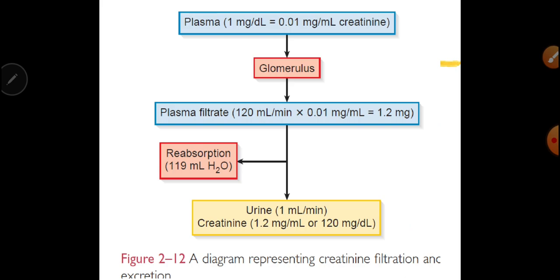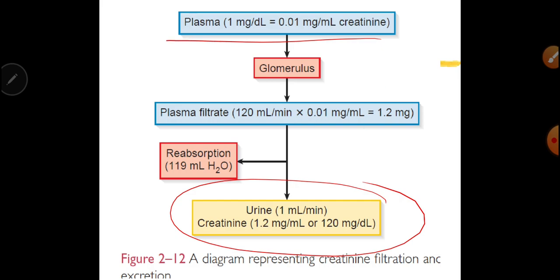This figure shows that the creatinine amount in the blood is equal to the creatinine amount in urine. The benefit of this is that you can calculate the amount of glomerular filtration using creatinine as an analyte found in blood and in urine. So you can calculate the glomerular filtration using these parameters.